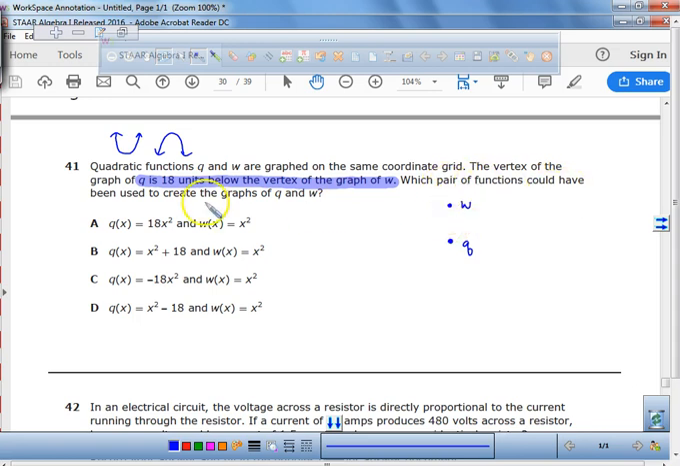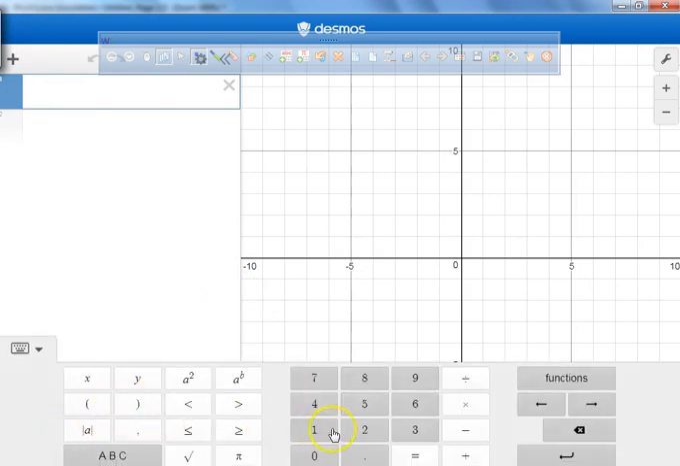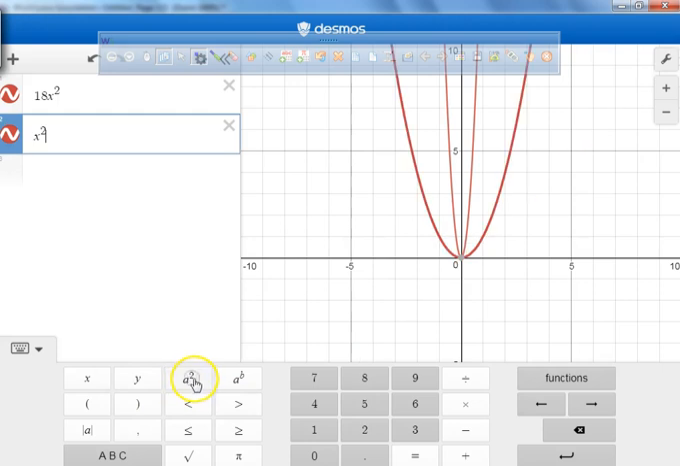So which pair of functions could have been used to create the graphs of Q and W? What I'd like you guys to do is go to Desmos. All right, let's type these in and take a look at it. So we have, one of them says what? 18x squared, right? 18x squared, and what's the other one say? Just x squared? So one of them is 18x squared, one of them is x squared.